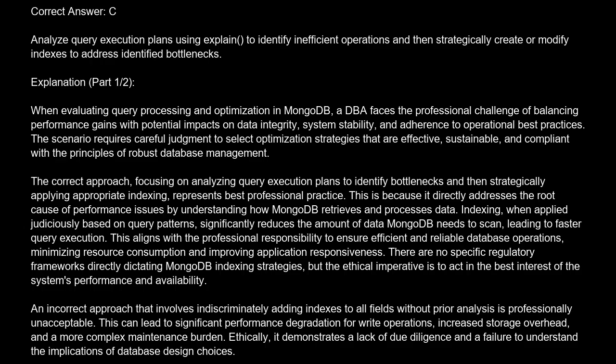represents best professional practice. This is because it directly addresses the root cause of performance issues by understanding how MongoDB retrieves and processes data. Indexing, when applied judiciously based on query patterns, significantly reduces the amount of data MongoDB needs to scan, leading to faster query execution. This aligns with the professional responsibility to ensure efficient and reliable database operations, minimizing resource consumption and improving application responsiveness. There are no specific regulatory frameworks directly dictating MongoDB indexing strategies, but the ethical imperative is to act in the best interest of the system's performance and availability.